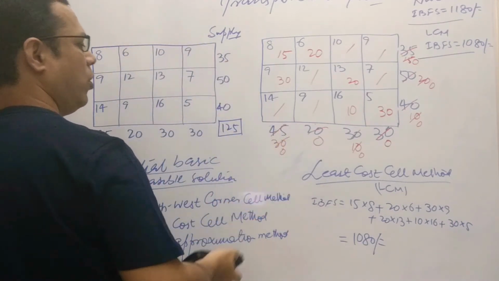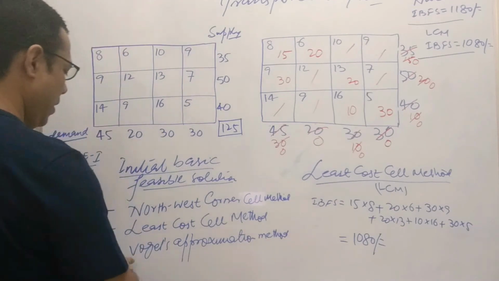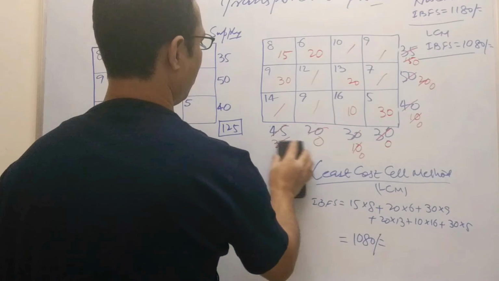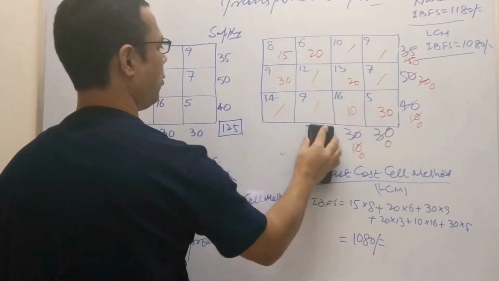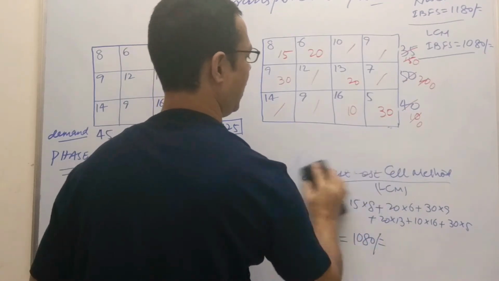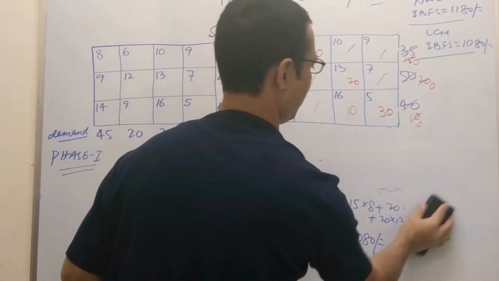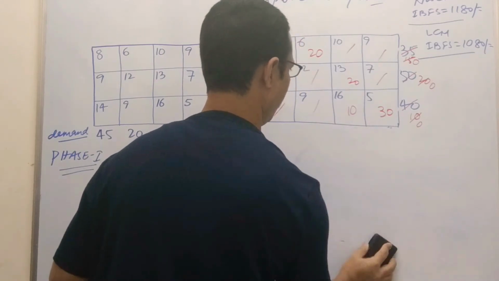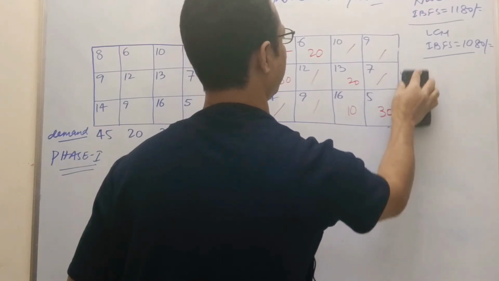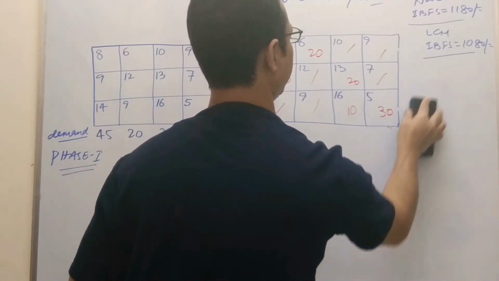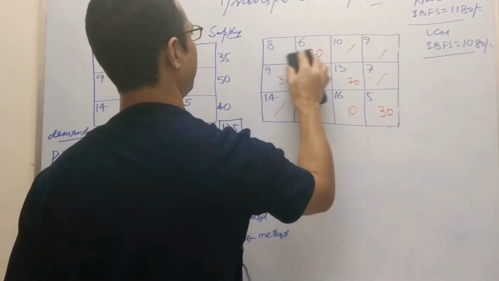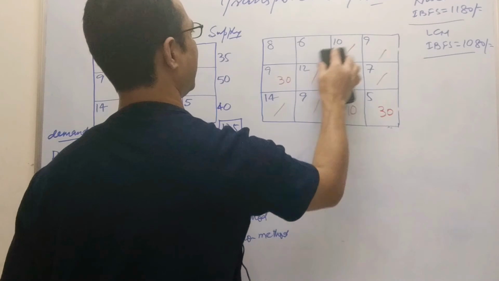Okay, so now I am going to apply the last method to find the initial basic feasible solution, that is Vogel's approximation method. Now over the same question, we will apply Vogel's approximation method to get the result. So I am going to erase these things and write Vogel's approximation method. And we will compare which method is going to give you the best result, and which method is the best for finding the initial basic feasible solution.